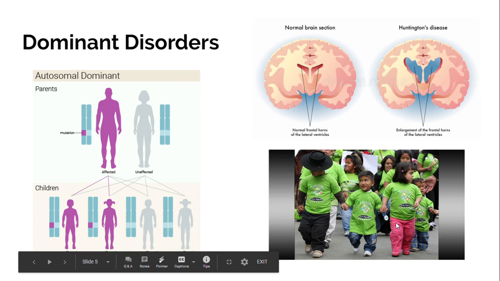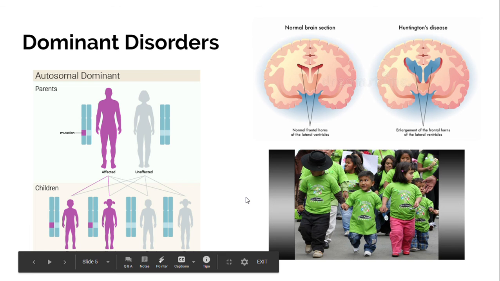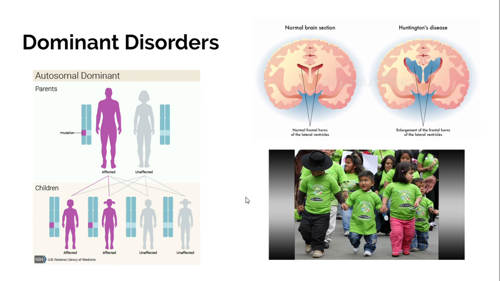achondroplasia, which is a form of dwarfism where people are shorter than they usually should be, and this is very rare, occurring in only about 0.1% of the population.